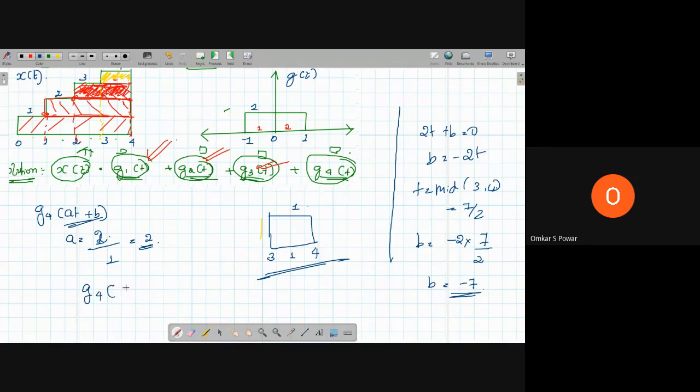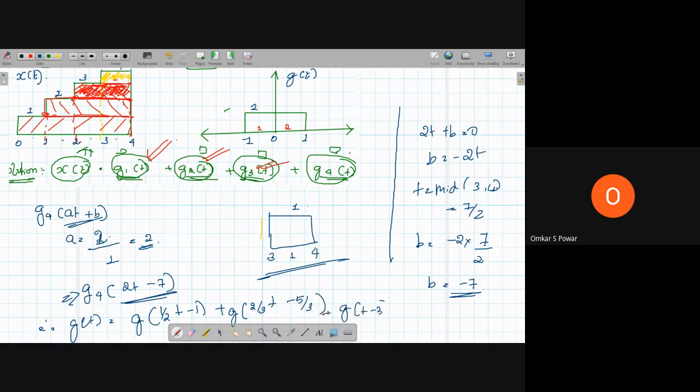So G4 is equal to 2T minus 7. Now we have got the value of G1, G2, G3, G4. Therefore, G of t is equal to, what is the value of G1? We have got G of half of t minus 1, plus G2 of t, we have got G of 2 by 3 into t minus 5 by 3, plus G of t minus 3, plus G of 2t minus 7. So this is how you solve it.